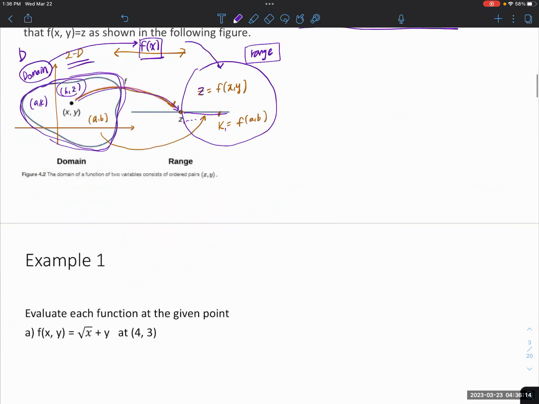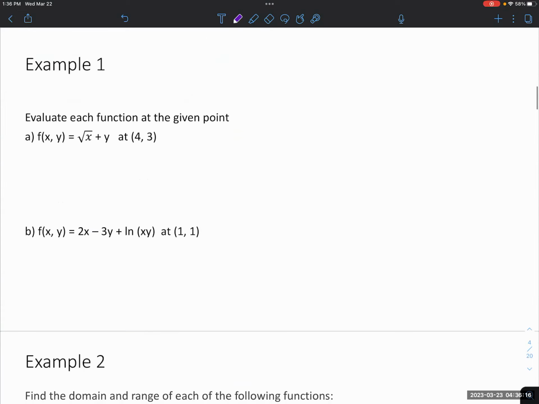So here is example one. When you have two dimensions, it's pretty simple. I have f of x comma y. This is the function, radical x plus y. So whenever you have a coordinate point in the domain, right? It could be a comma b.